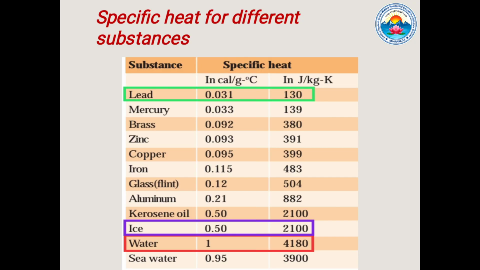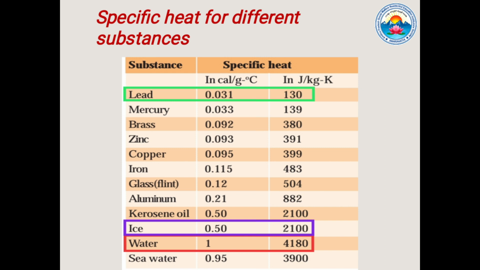Here one table is there. Please try to observe this. This table gives the value of specific heat for different substances. Have you observed? Here 12 substances are there: lead, mercury, brass, zinc, copper, iron, glass, aluminum, kerosene oil, ice, water and sea water. What do you observe? Here 3 boxes are circled. So please try to observe from bottom to top.